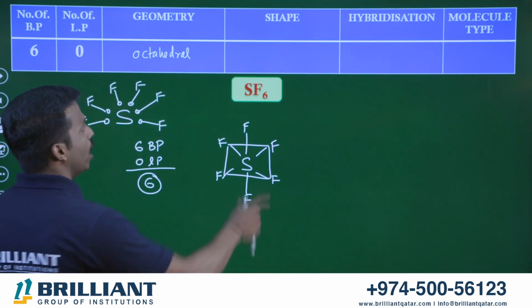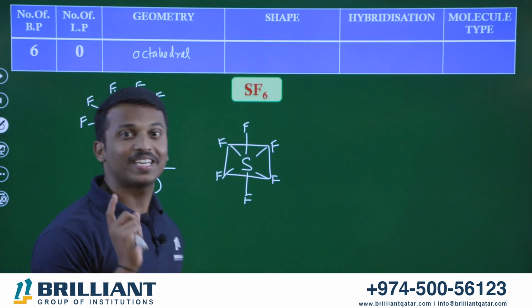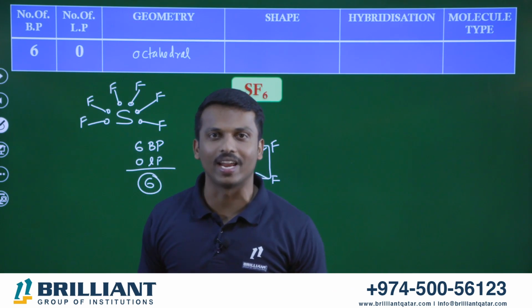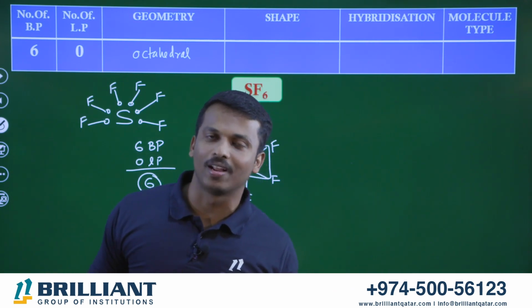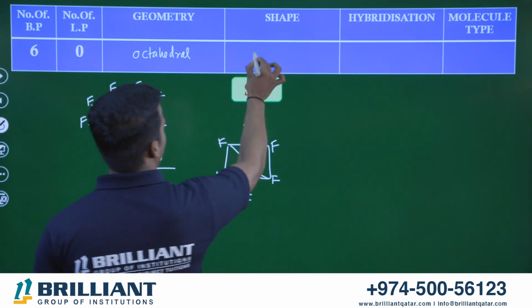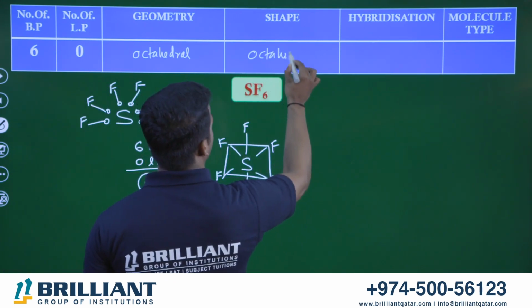Clear all of you? Now, what is the shape? What is the shape? Here again, yes, you got the idea. Lone pair equal to 0, right? There is no lone pair, or lone pair 0 means shape is equal to geometry. So let me write here also octahedral shape.